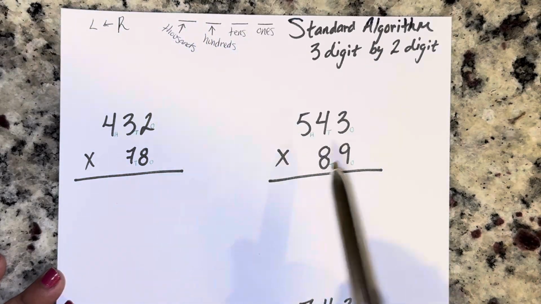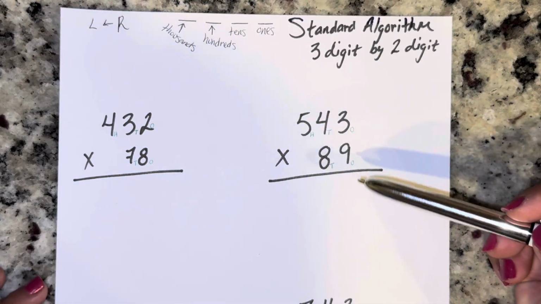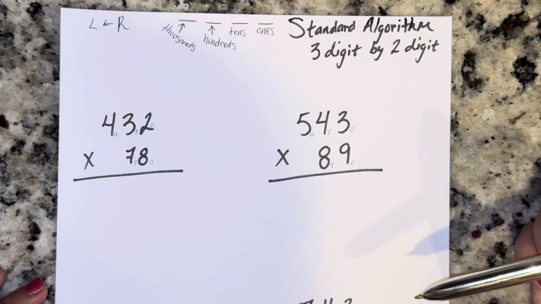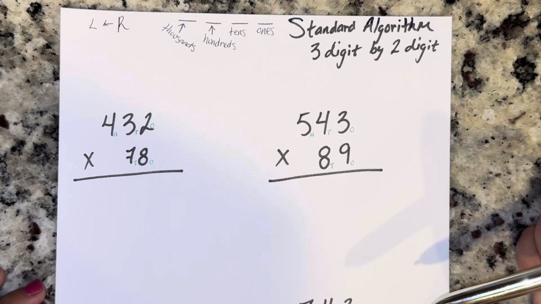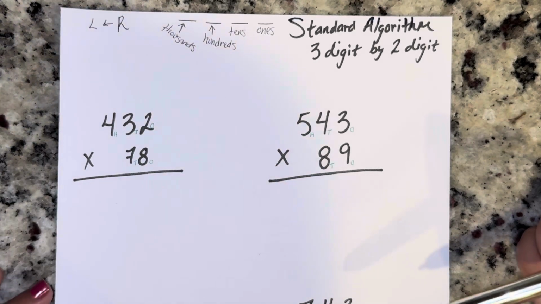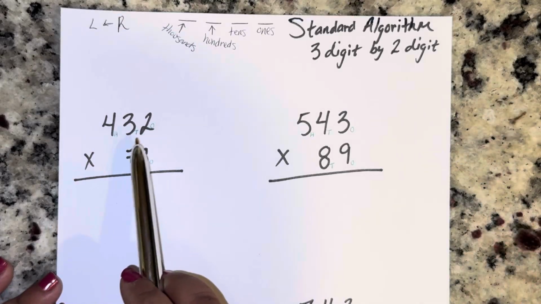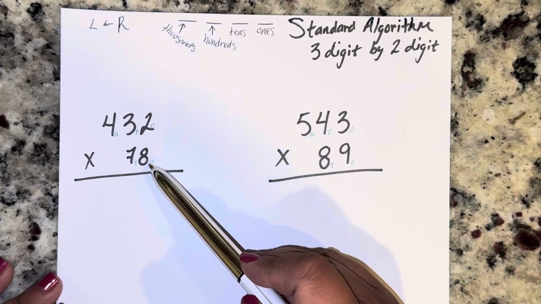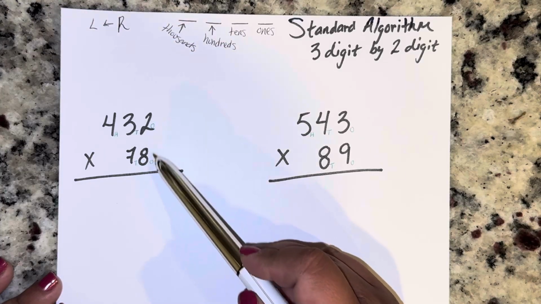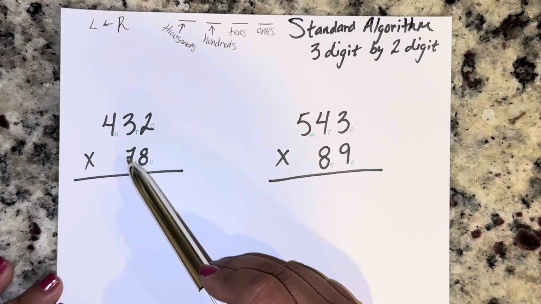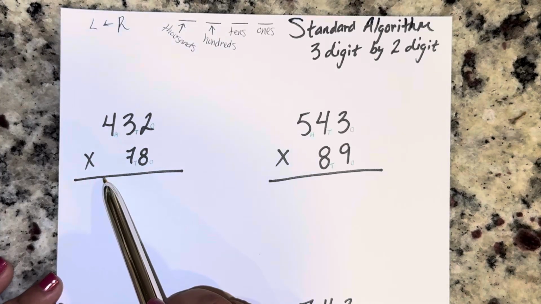For our first two examples, I have indicated which numbers are in our ones place with the O. Our T's indicate our tens place, and our H indicate our hundredths place. For example, with 432 times 78, the 2 and the 8 are in our ones place. The 3 and the 7 are in our tens place, and the 4 is in the hundredths place.